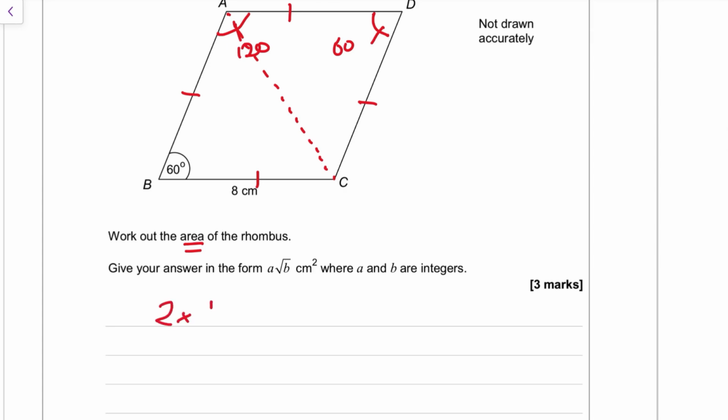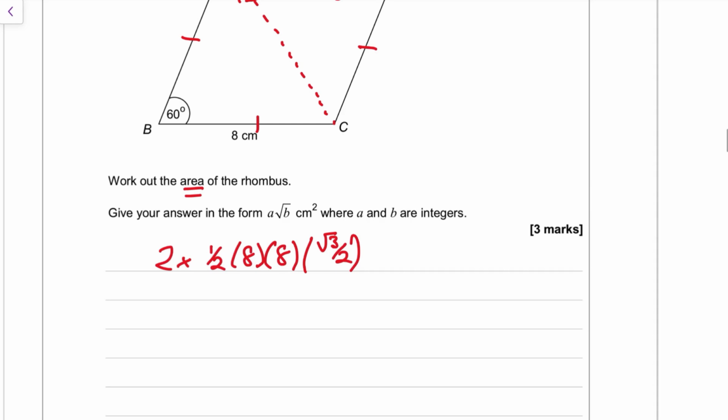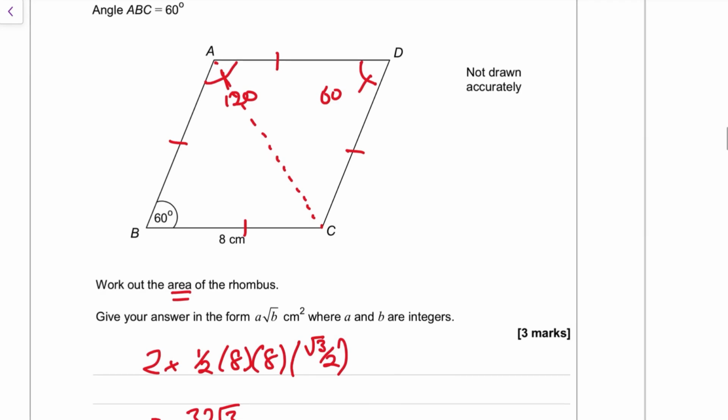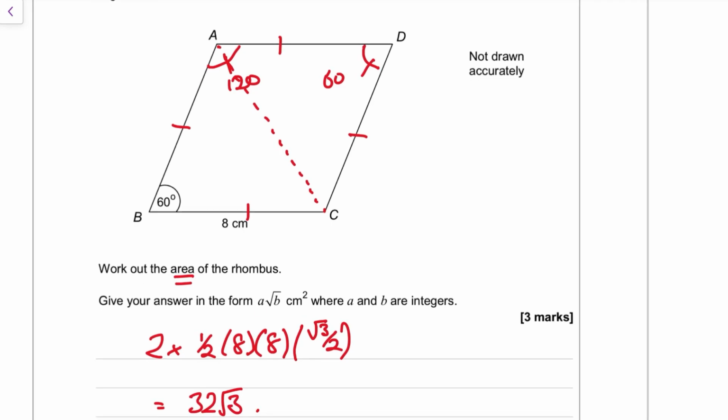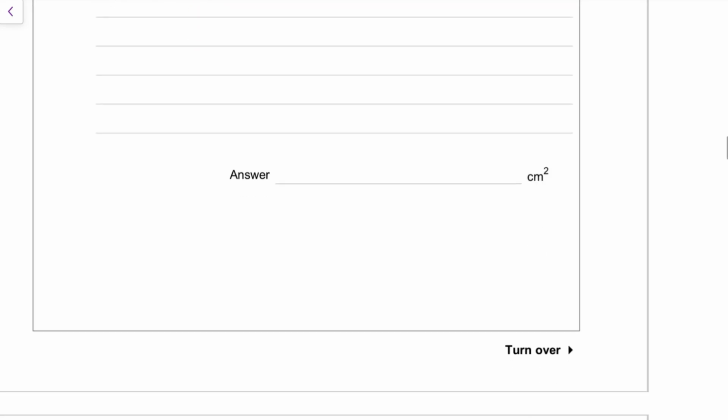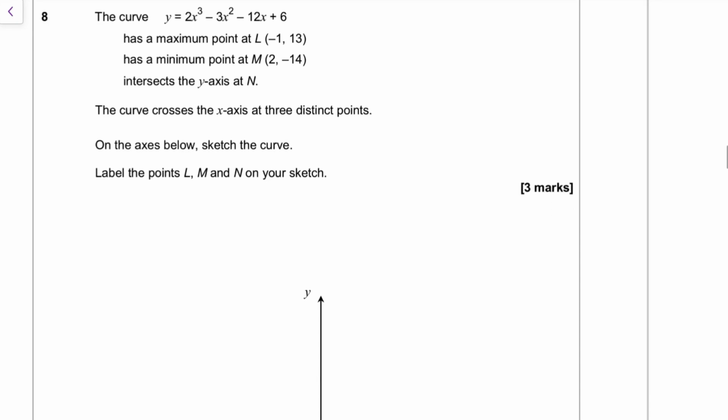That's going to be 2 times a half AB sine C, which is going to be a half times 8 times 8 times sine of 60. This is an exam, so I'm just going to go straight to root 3 over 2. And that's going to give me, well, 2 times a half goes away. 8 times 8 is 64. 64 divided by 2 is 32. So that's going to give me 32 root 3. What have I done? Give your answer in the form. Right, I've done that. All right, happy with that. Next question.